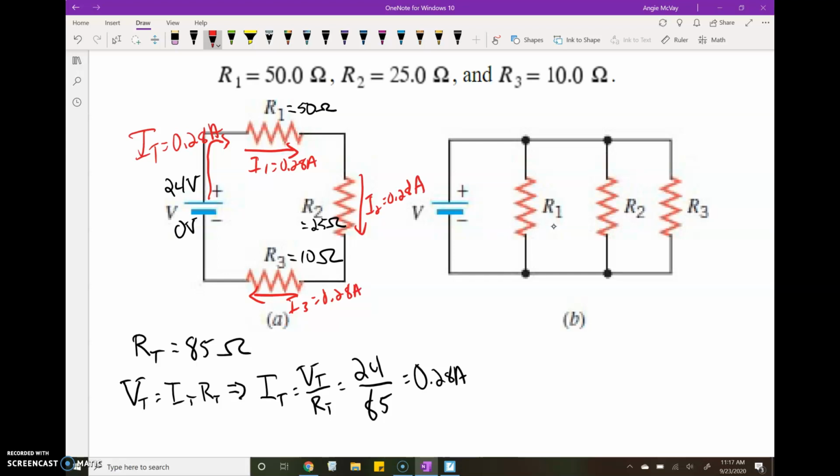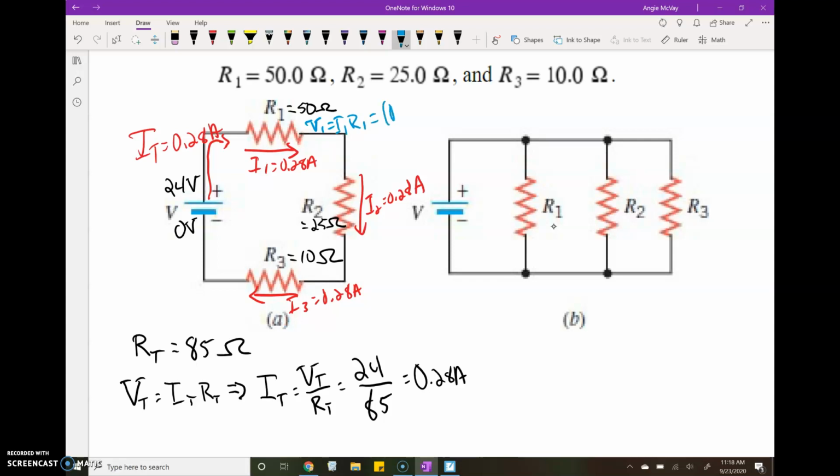If we now know the resistance of each resistor, and we know the current going through each resistor, we can find the potential drop or the voltage across each resistor. So we could then say voltage 1 equals current 1 times resistance 1.